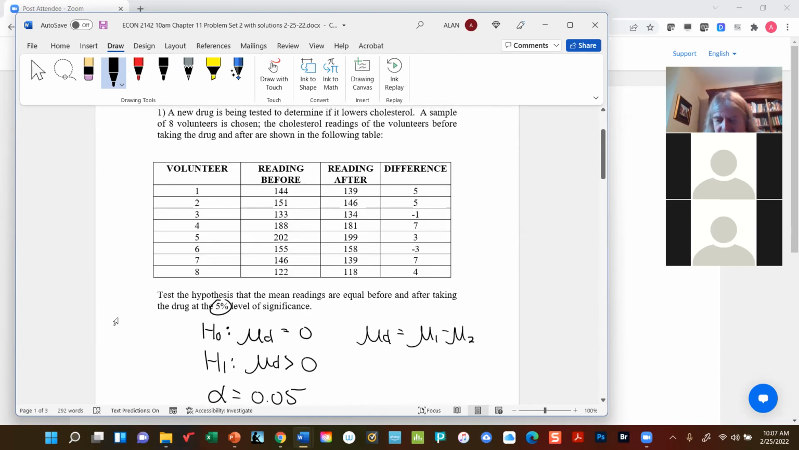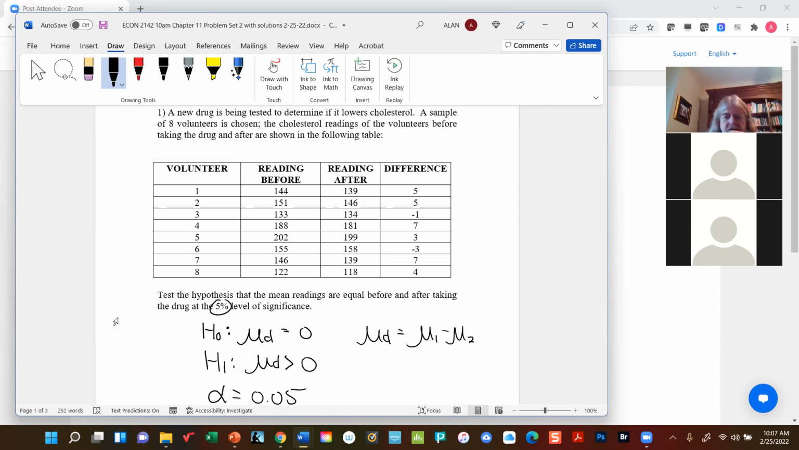So why don't you go ahead and take a minute and enter the differences into your calculator, in list 1, that is. Now, it doesn't have to be list 1. I just think it makes the most sense. You have to be careful. You want to remember where you're keeping all your information. So go ahead and type 5, 5, -1, 7, 3, -3, 7, and 4. When you're done, like I said, you can hit second mode.